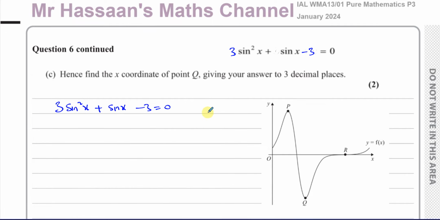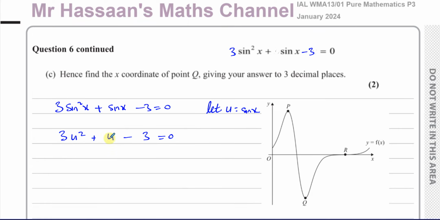To make things a bit more familiar, like a lot of students like to do when you have a disguised quadratic like this, let u equal, for example, sine x. Let u equal sine x. So this will be 3u squared plus u minus 3 equals 0.